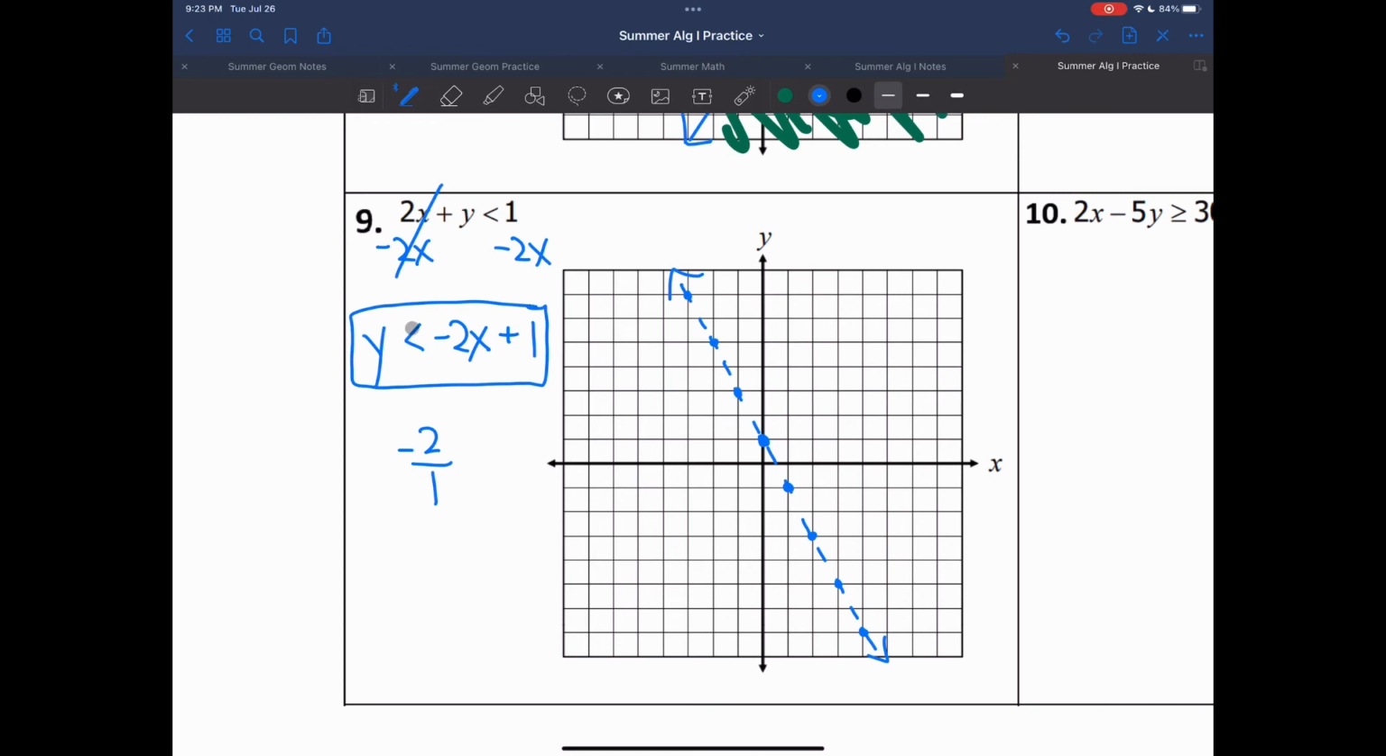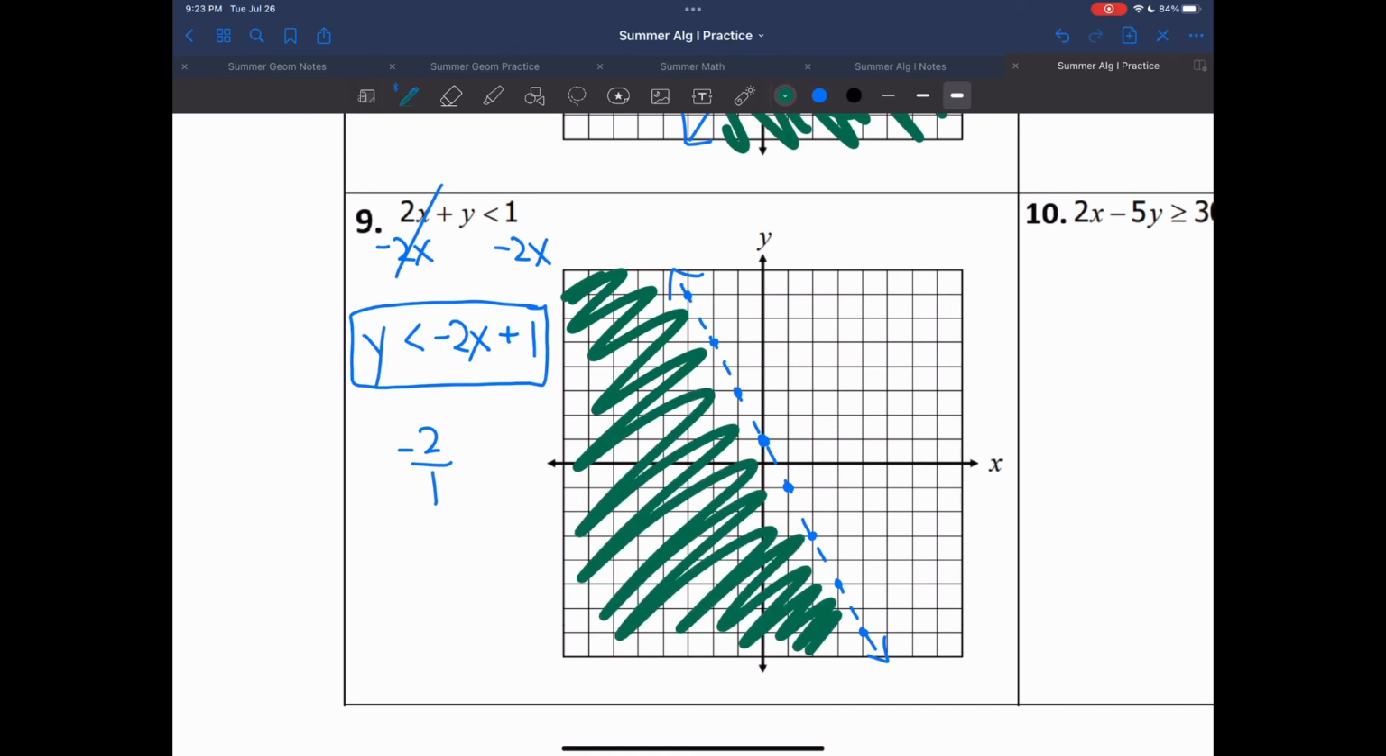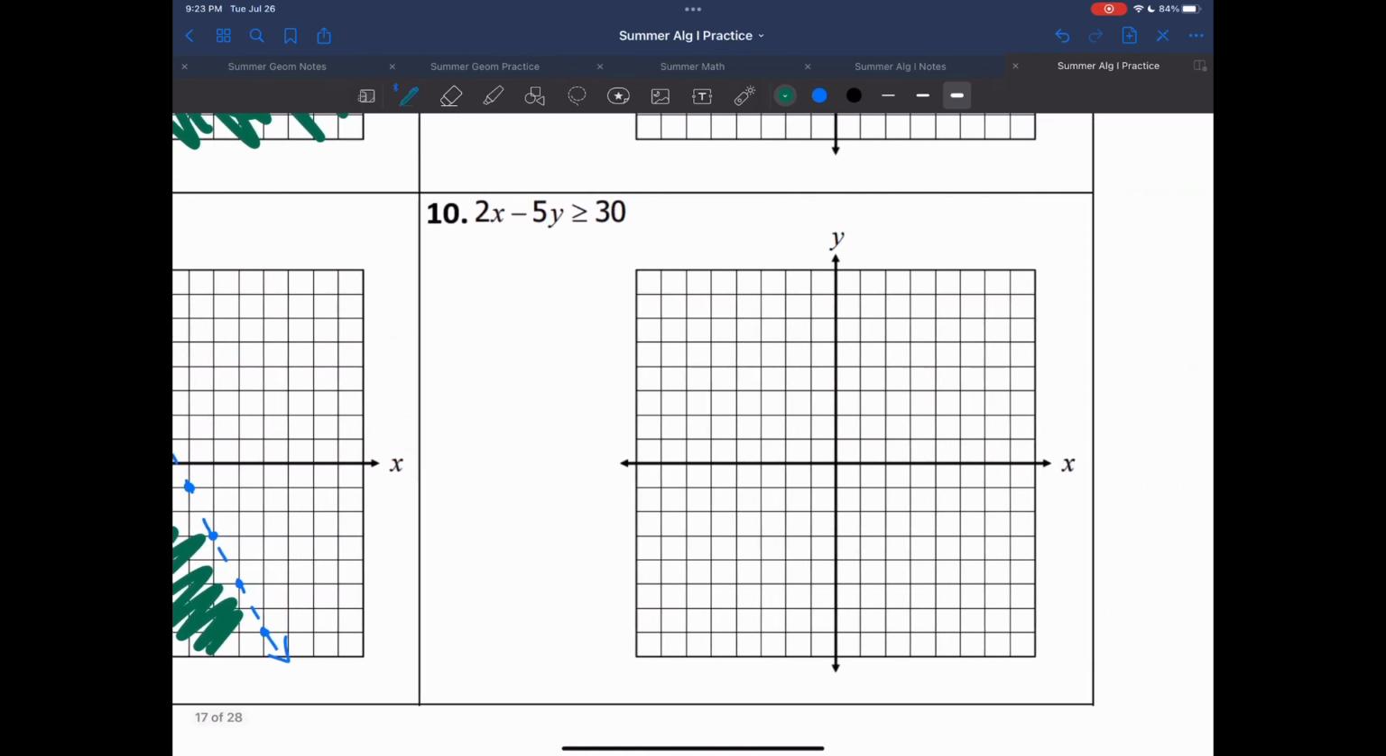Okay, so our sign is a less than symbol. Y is less than the line, so less than, we're going to shade everything underneath the line. And that's it. Last one.